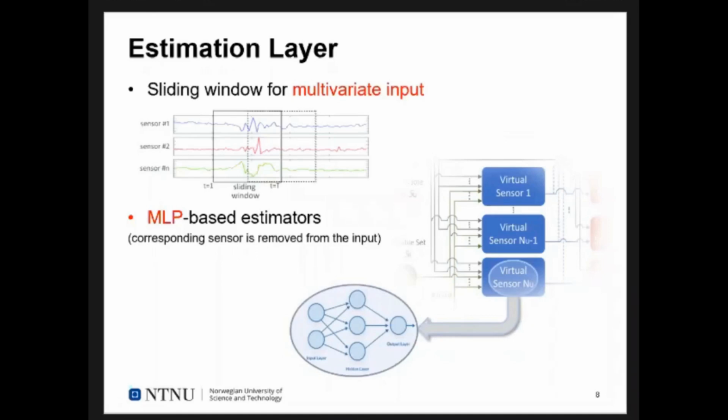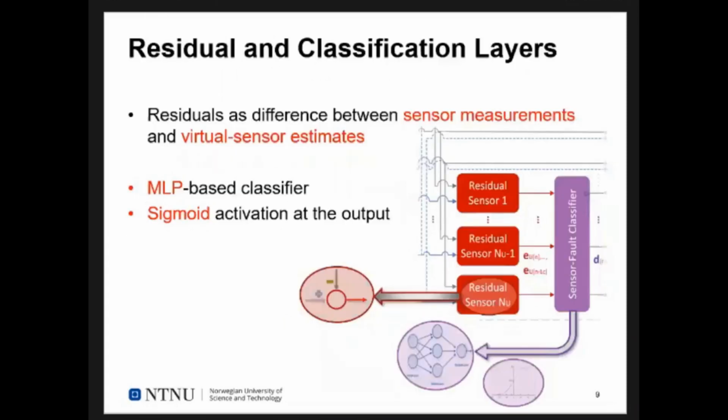And what we were proposing at the beginning is a classical multi-layer perceptron network. And this was shown to perform good enough, at least in 2021. So the performances we will see were quite good. For the residual, we were simply considering a difference between the prediction and the actual measurements. And then again, for the classifier part, we were selecting a simple multi-layer perceptron with a sigmoid activation at the output.